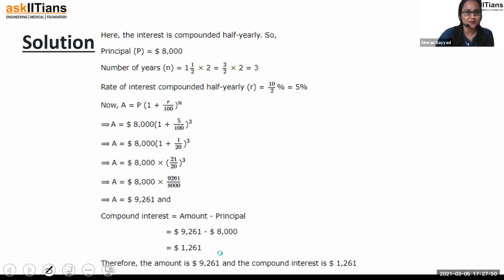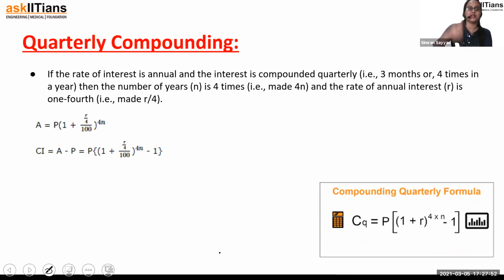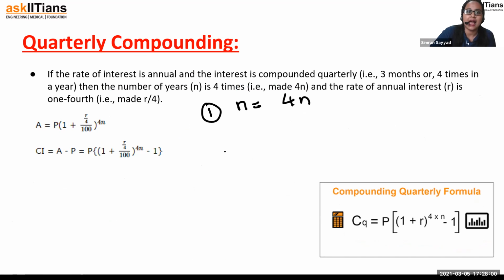Now quarterly compounding. Again, for quarterly compounding, you have to keep two things in your mind. The number of years becomes 4n and the rate of interest becomes R by 4. See, for half-yearly it was halved, so it was divided and multiplied by 2. But it's quarterly, which means 4 parts are there. So the number of years becomes 4n and the rate of interest becomes R by 4. Only keep this in your mind.